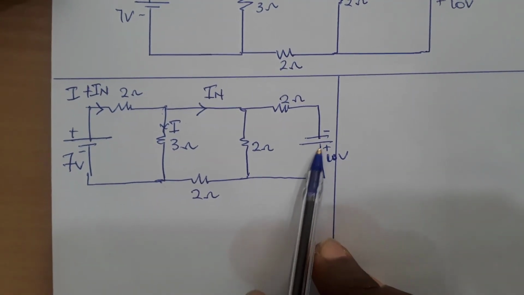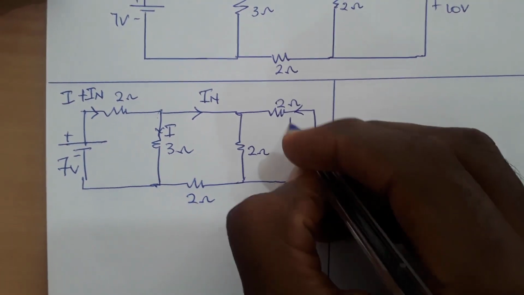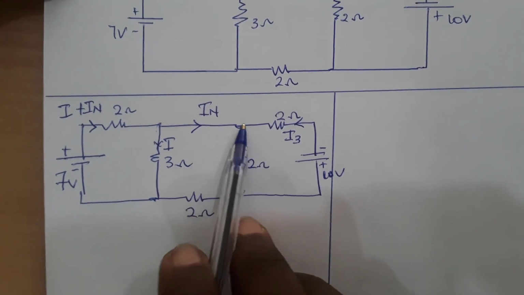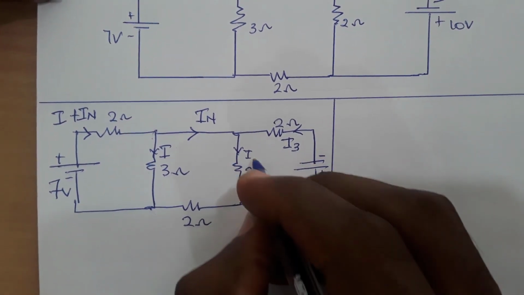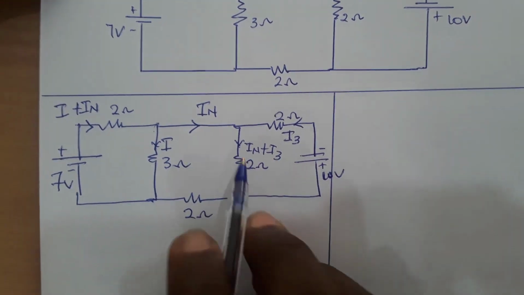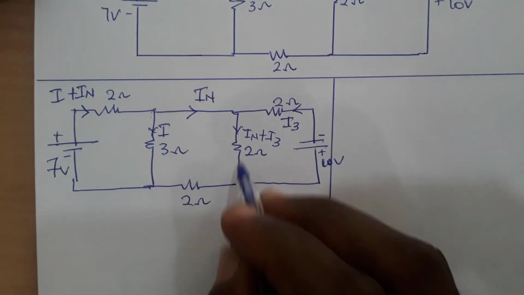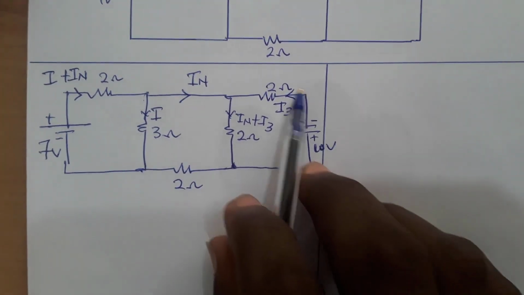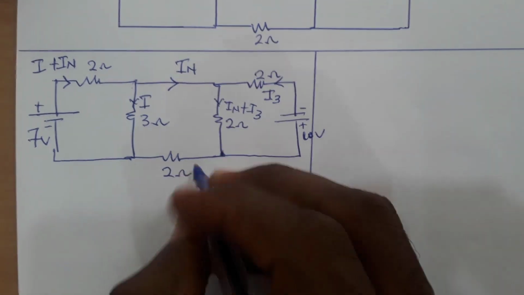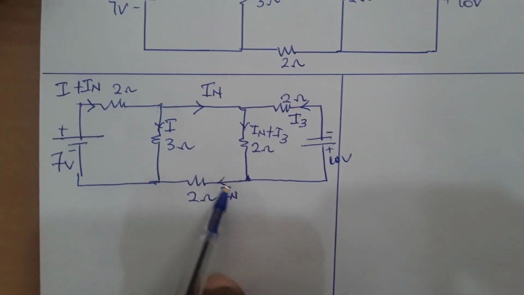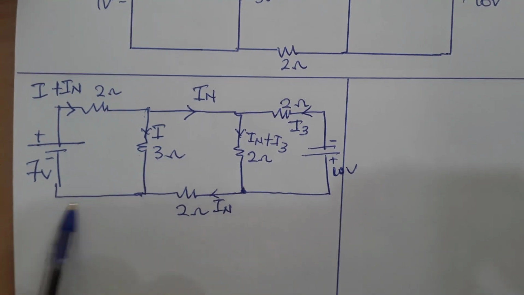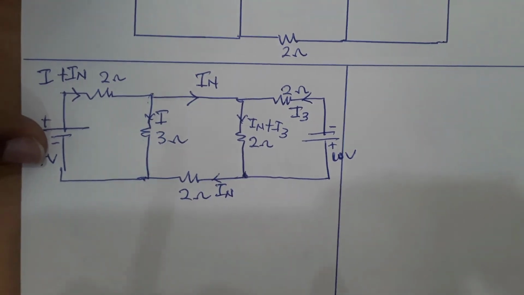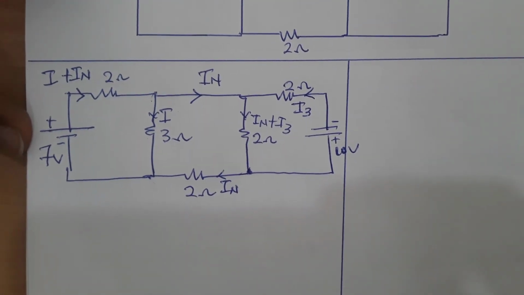We have 10 volts also here. Let's say this 10 volts produces a current, say I3. I3 upon reaching this node will meet IN here. So IN plus I3 will flow through this 2 ohm resistor. And when IN plus I3 gets here, I3 will go back to where it came from. So IN will flow through this 2 ohm resistor. IN will meet I here, and they will come back to where they started. This means my current division is right, and I can use this to find my IN.